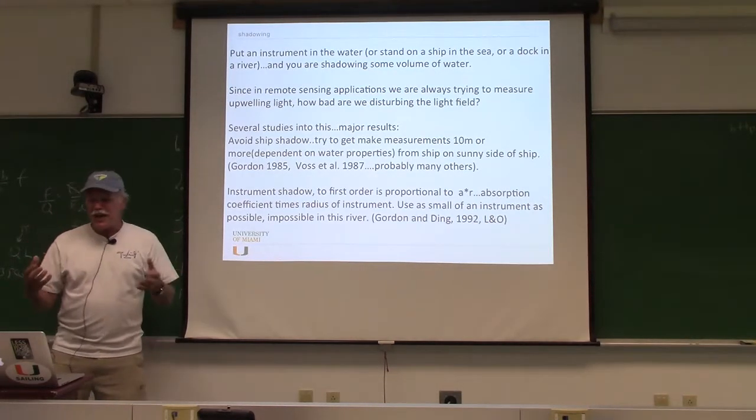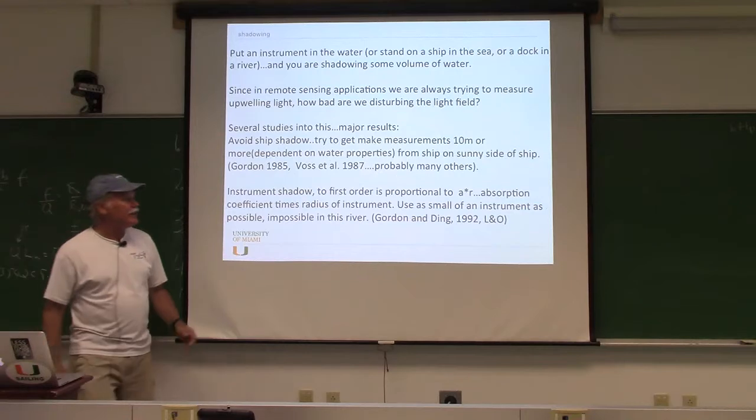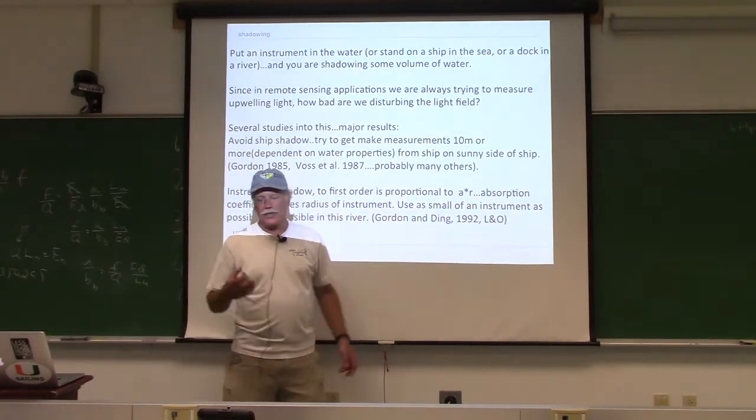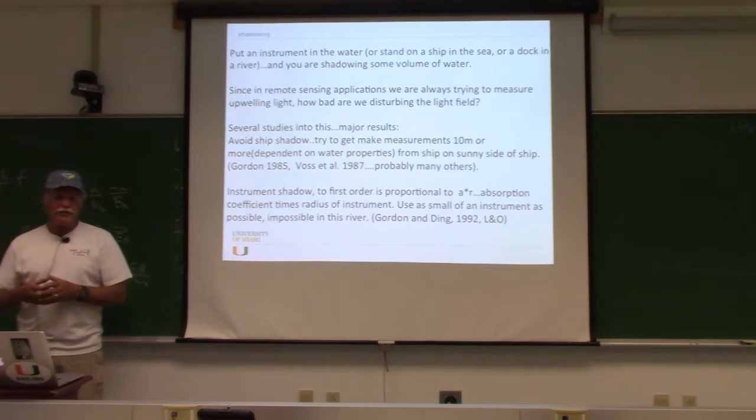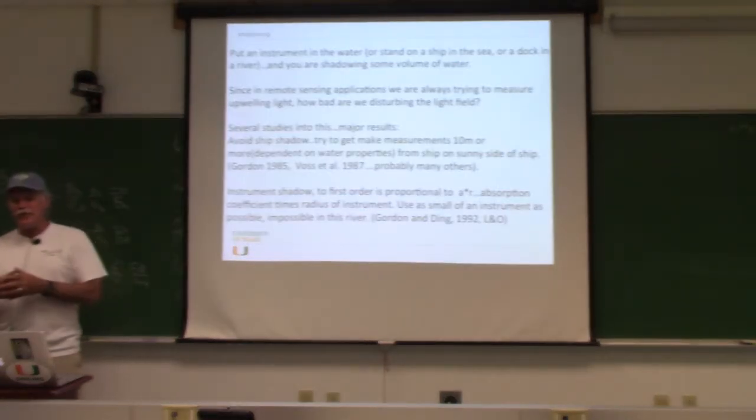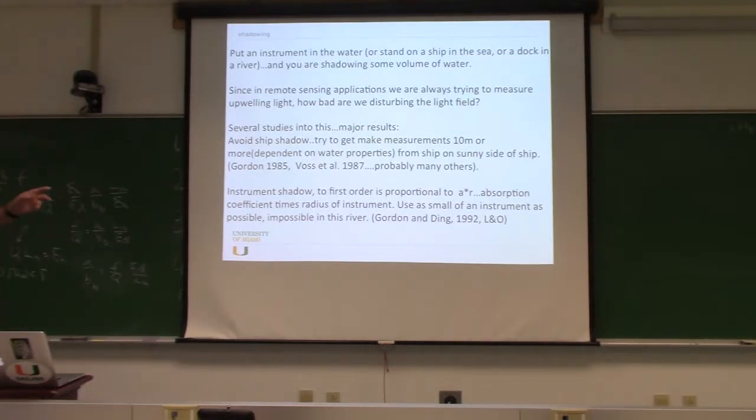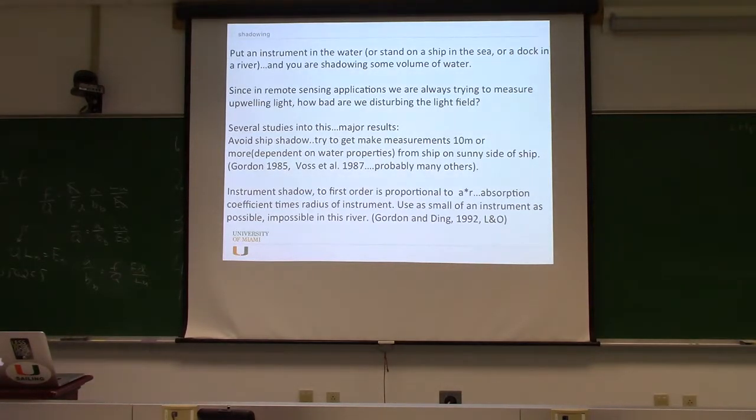Instrument shadow, the instrument itself is going to do it. Shadowing, to first order, is proportional to the absorption times the radius of the instrument if you have a symmetric instrument. So you want to use as small an instrument as possible, especially if you're working where there's high absorption. To make a good measurement in the red, like at 700 nanometers, say, you probably need to have a fiber optic way away from anything else, to keep from having a shadow effect.